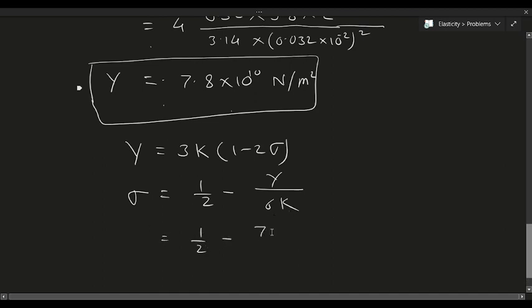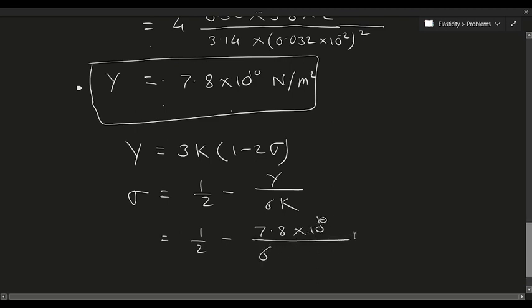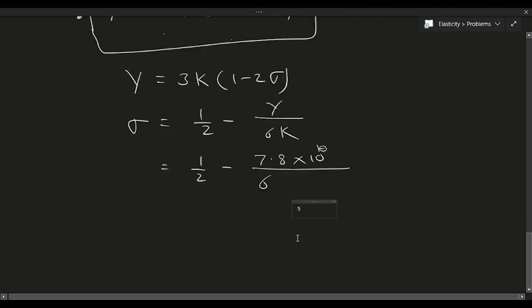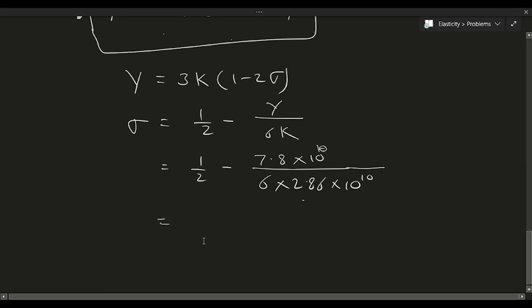Young's modulus is just calculated, 7.8 into 10 raised to 10, and the shear modulus is 2.86 into 10 raised to 10. This is a simple calculation which finally gives us the value of sigma, 0.365.